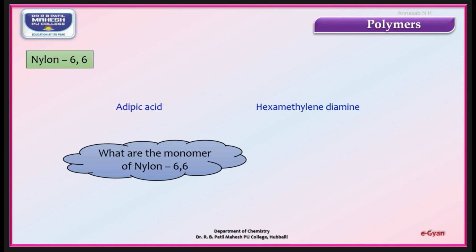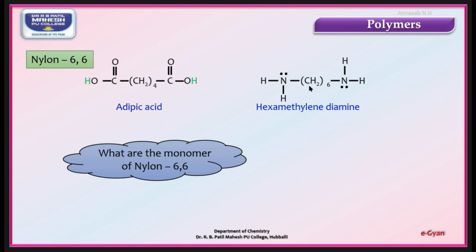Out of 6, 2 are C double bond O OH groups, that is carboxylic acid groups, on the terminal positions of the chain, and there are 4 CH2 groups which are the chain members. Coming to the second monomeric unit, hexamethylene diamine, there are a total of 6 CH2 groups, and on either side of these CH2 groups there are 2 NH2 groups. So the structures are here, adipic acid and hexamethylene diamine.